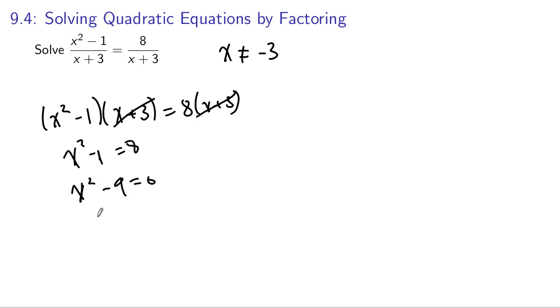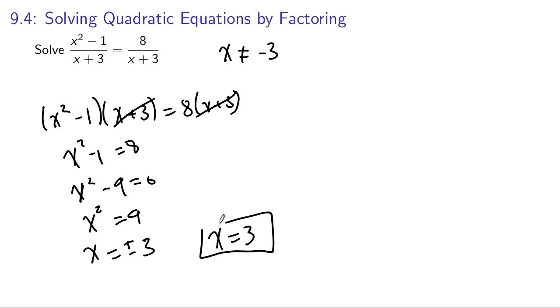This means we can solve by getting x squared on one side. X squared is 9, taking the square root, plus or minus the square root of 9 is 3. But we're not done. We have to go back and look. And yeah, x equals negative 3 can't be an answer because it gives a division by 0. So the only answer is x equals 3 as our solution.